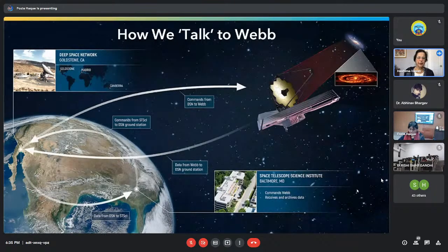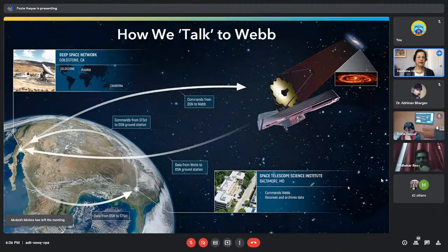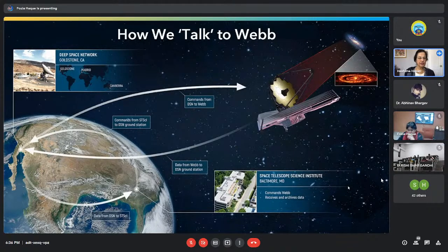So how do we talk to Webb? The operations center for the Webb telescope is at the Space Telescope Science Institute in Baltimore. The commands from Baltimore are sent to the Deep Space Network in Goldstone, California. From there, they are transmitted to Webb, which receives them through its communication antenna, and data from Webb is communicated back to the DSN, the Deep Space Network, which then conveys it to the Space Telescope Science Institute in Baltimore. Next.